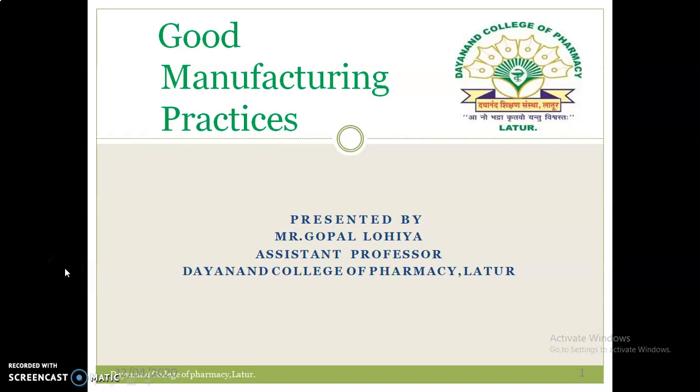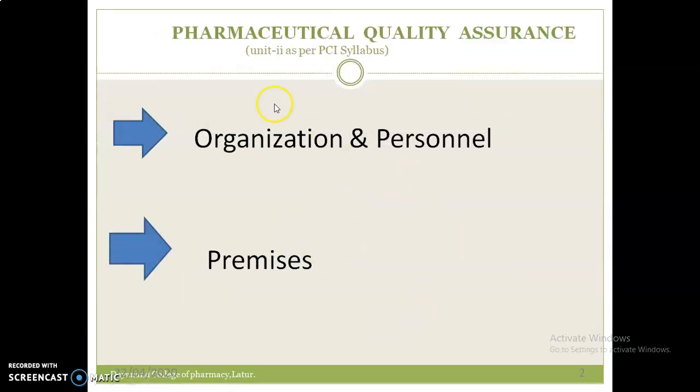Dear students, in this video, we are going to discuss various components of GMP, as GMP is the part of quality assurance which ensures the production of quality products. So here we will discuss the syllabus given in the subject Pharmaceutical Quality Assurance as per the PCI syllabus: organization and personnel, and second is the premises.